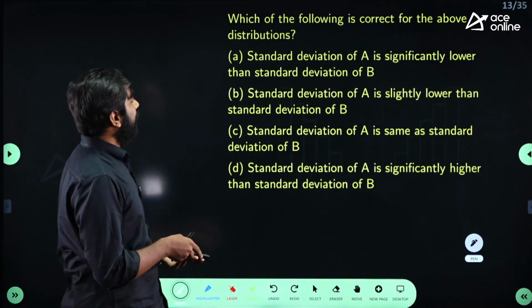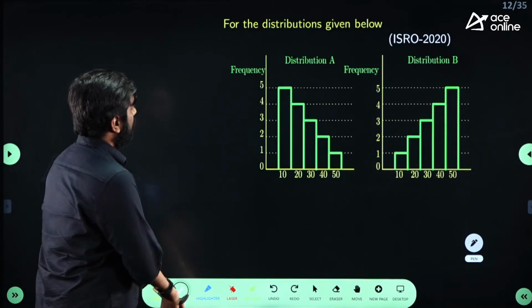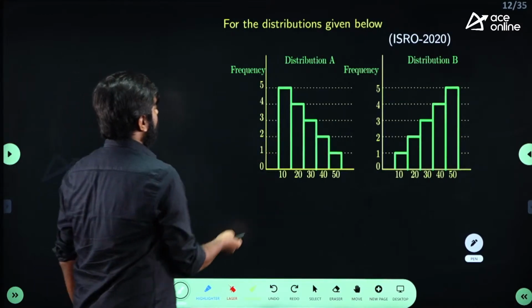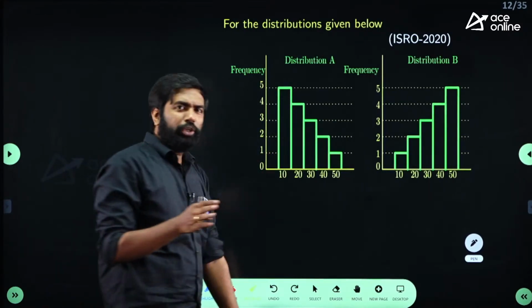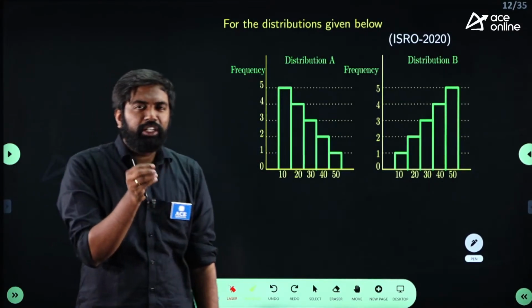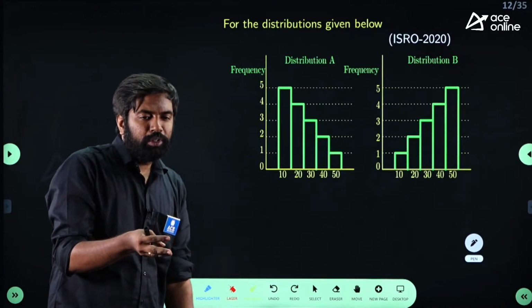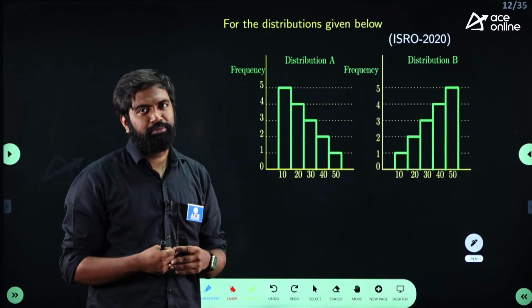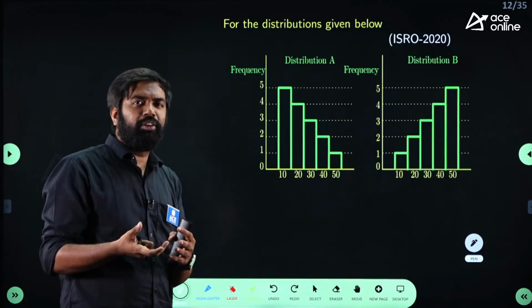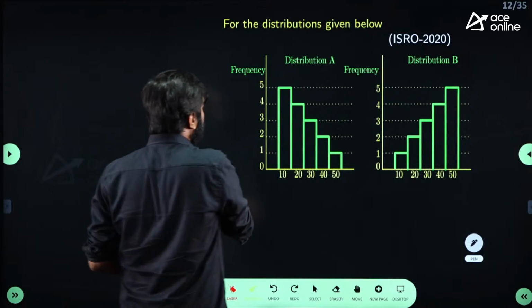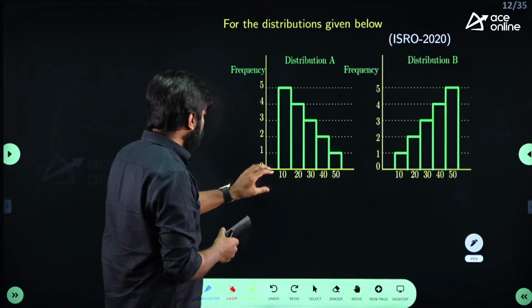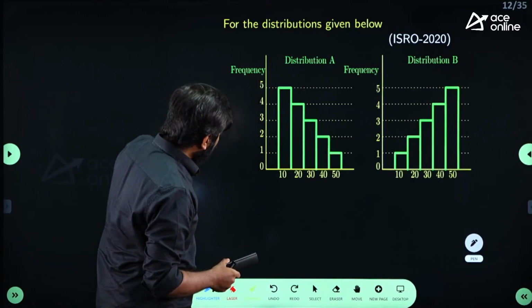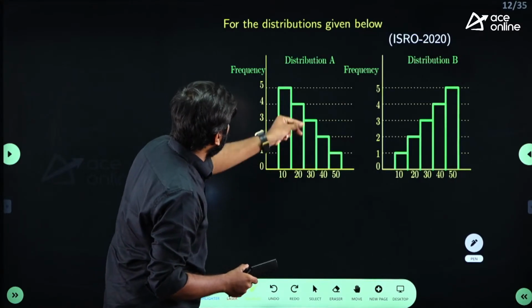Now let's see what's happening here. If you look at the observations, first of all, do you know what standard deviation is? It actually gives you a measure of how the set of data values are spread out from their average value. Now let me show, this is 10 which is repeating 5 times, 20 repeating 4 times, 30 repeating 3 times.